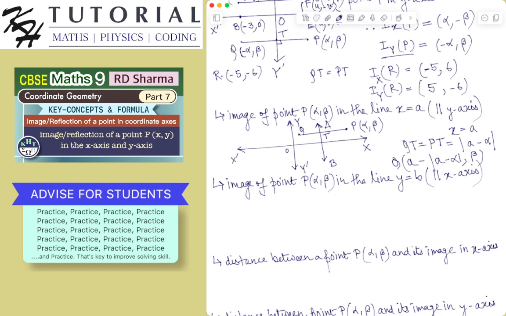Now let's say what will be the image of a point P alpha comma beta in the line which is parallel to the x-axis. So any line parallel to the x-axis we know is of the form y equals b.